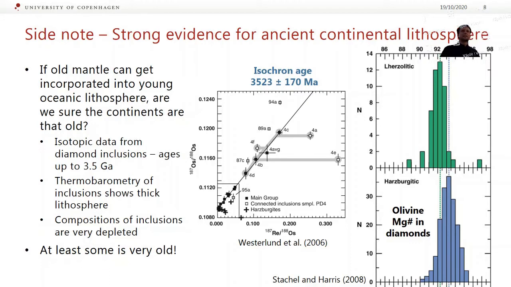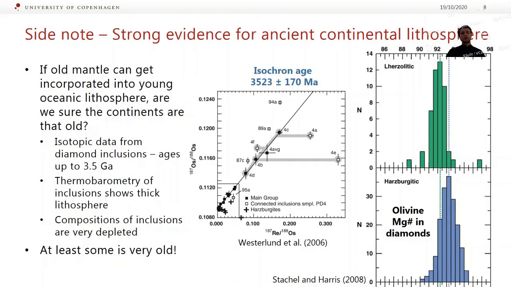Hopefully some of you will think back to the previous lecture and think, well, if we are incorporating these chunks of old mantle into younger lithosphere, could some of this continental lithosphere actually be a lot younger than it looks and just have these chunks kind of convected into it? It is definitely possible.